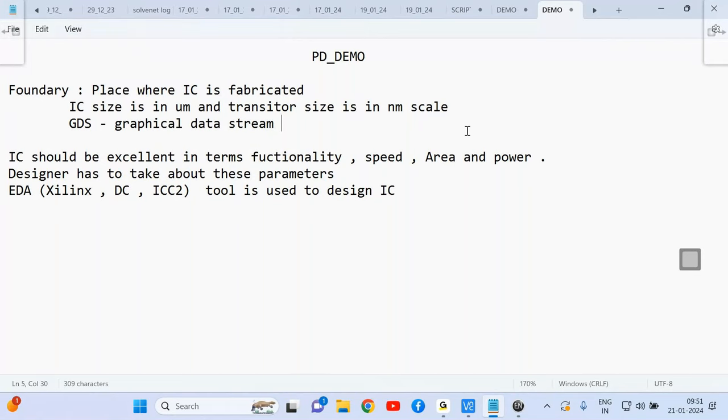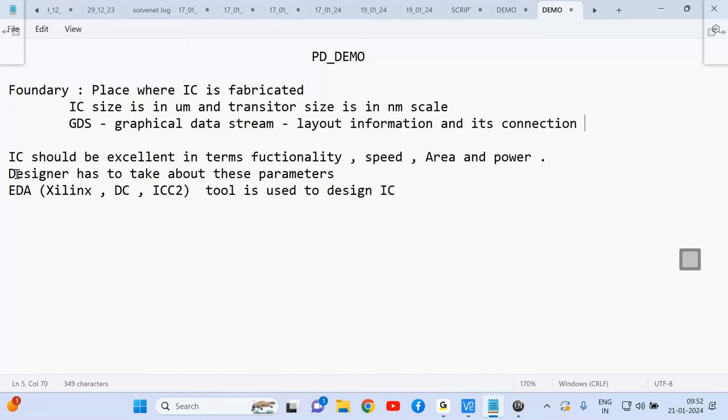So what does the GDS contain? The foundry can understand only GDS. What does the GDS contain? It contains all the macro units and the timing analysis. It understands only the layout information and its connections. GDS has layout information and its connections. So that is called GDS. So the foundry can understand GDS.